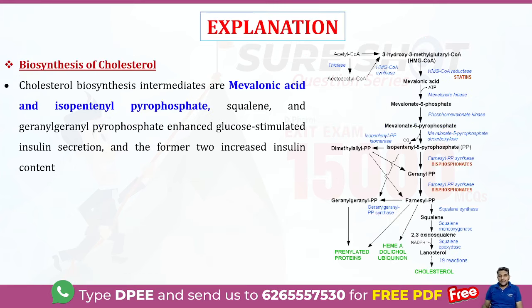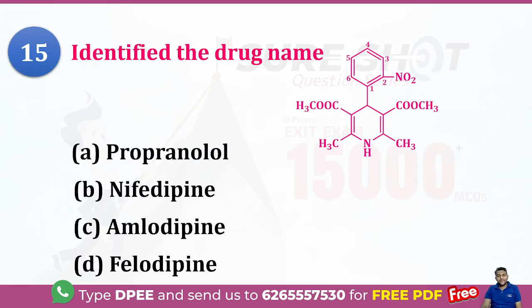So mevalonic acid is the intermediate that is formed along with isopentyl pyrophosphate, as well as intermediates like squalene and geranyl pyrophosphate, that enhance glucose stimulated insulin secretion and increase the insulin content. Got it? Now identify the drug name. You just have to identify which drug it is. There is a benzene ring, and a nitrogen group at the second position, and we have another ring that has nitrogen as a heteroatom, and there is a 2-methyl group, and two other functional groups we have.